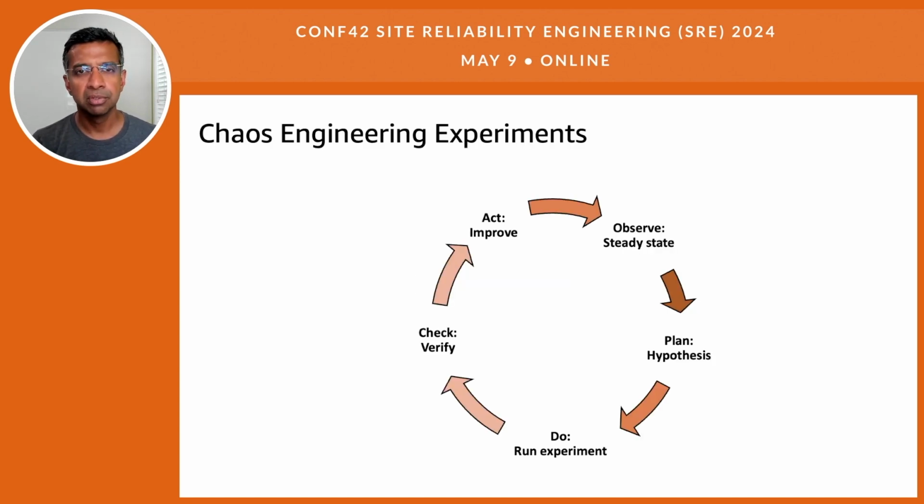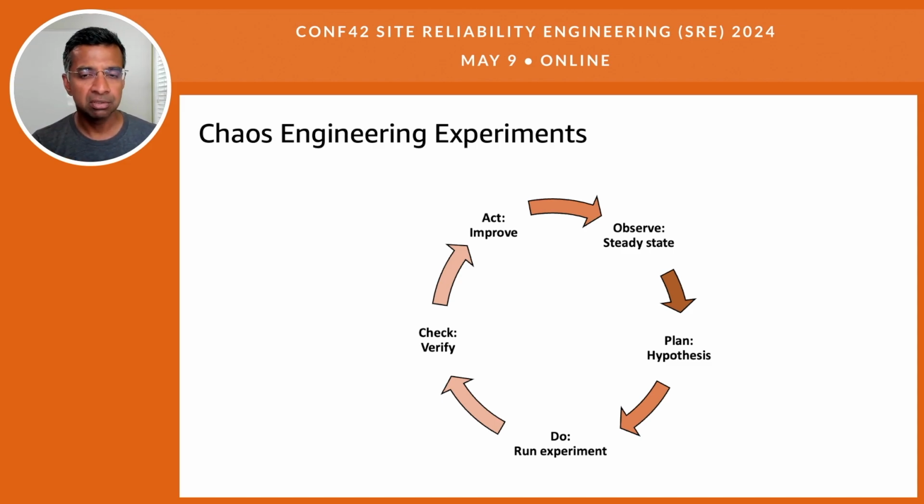This diagram shows the high-level steps involved in building your experiments. It all starts with understanding the steady-state behavior of your application. You need to know what a steady state looks like for your application before you can build your hypothesis, right? So for this, you need to have a solid observability framework. Once you observe the steady state, the next step is to build your hypothesis. This is where you're building multiple hypotheses that you want the experiment to validate.